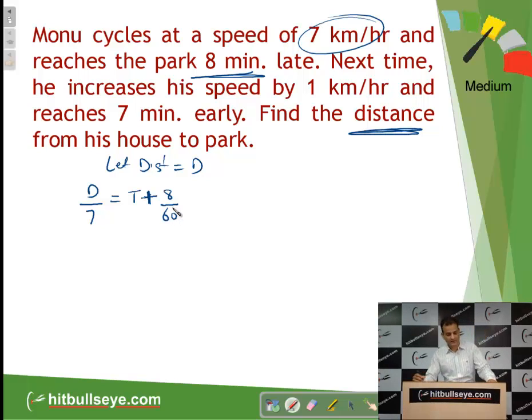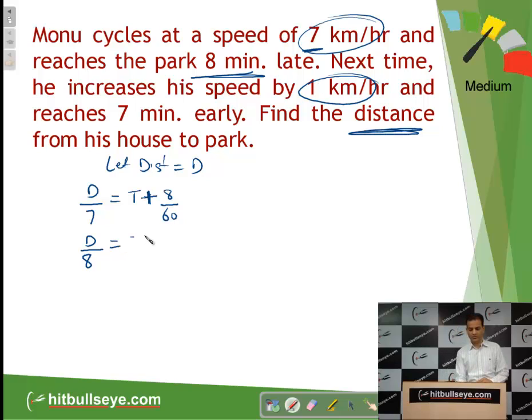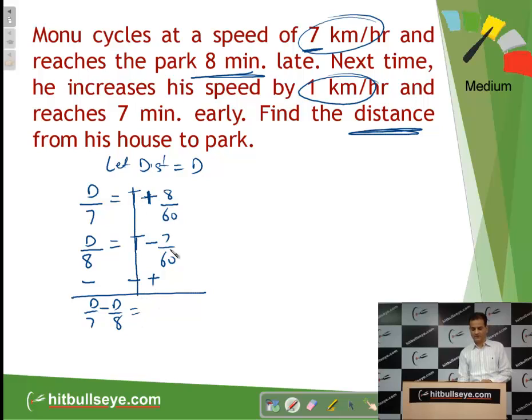8 by 60. Next time he increases speed by 1 km/h. D upon initially speed is 7 and now his speed will be 8 because he increases speed by 1 km/h. D upon 8 is equal to t, and by doing so he reaches 7 minutes early. That means he will be there by t minus 7 by 60. If we deduct these both equations, d by 7 minus d by 8, t will cancel, is equal to 8 plus 7, 15 by 60.